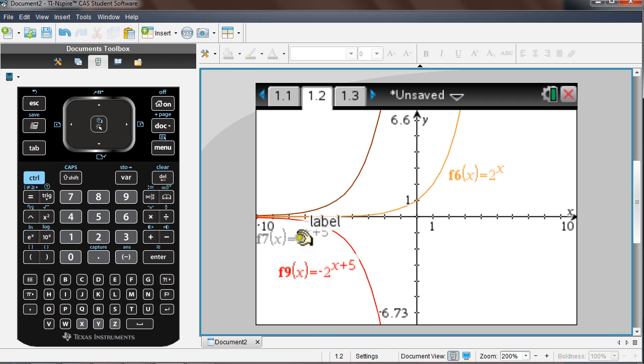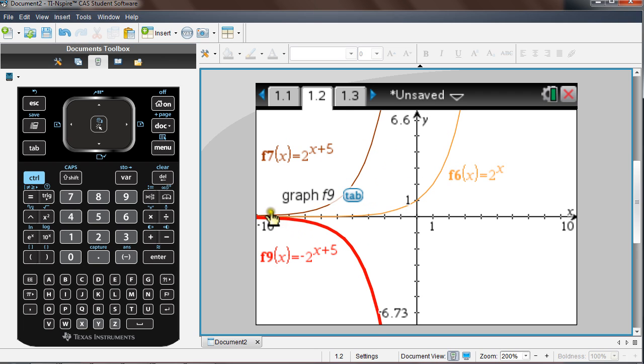Well, you go down there, you go up here. 2 to the x plus 5 is in brown. Negative 2 to the x plus 5 is in red. They're mirror images of each other. One is above the x-axis and goes up. The other starts below the x-axis and goes down. Just how those movement rules, the transformation rules, said they should.